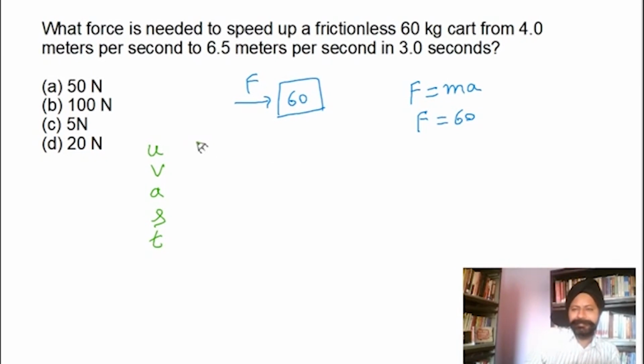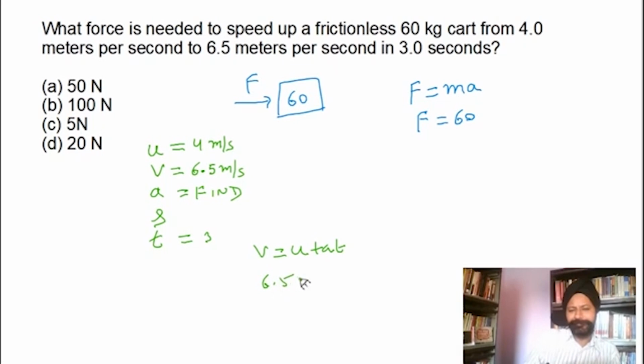Now something is moving with 4 meters per second initially, and then it moves with 6.5 meters per second in 3 seconds. We have to find its acceleration, so one and only one equation: v equals u plus at. So 6.5 is equal to 4 plus a times 3. Quick calculation gives me acceleration is 2.5 over 3.